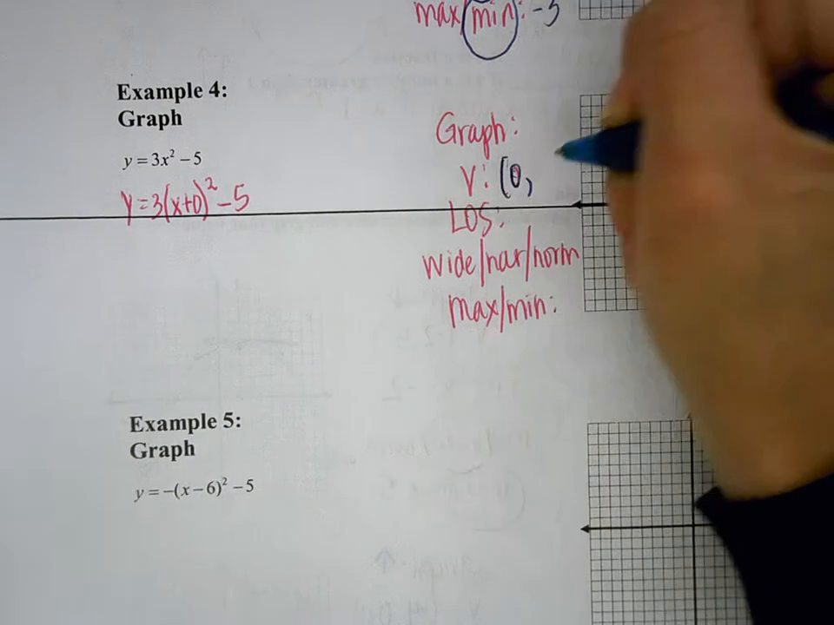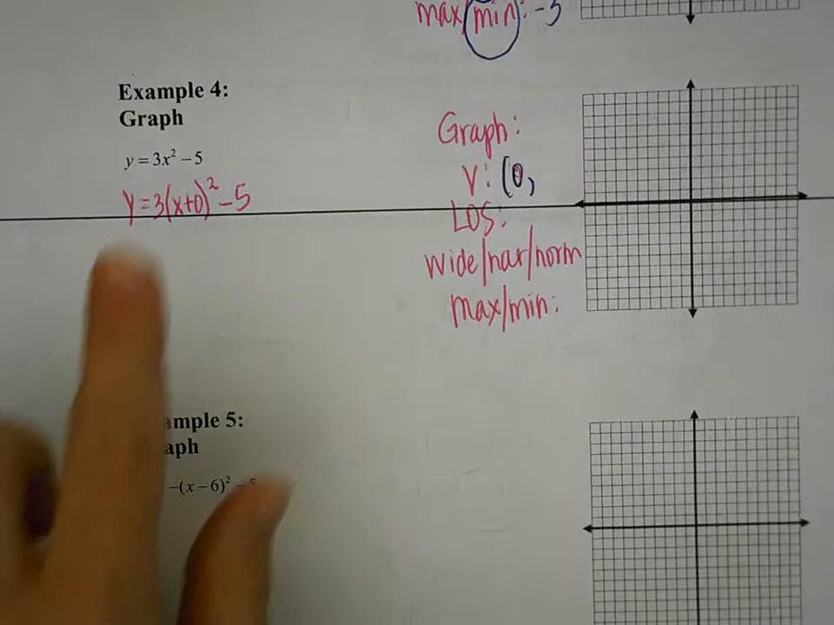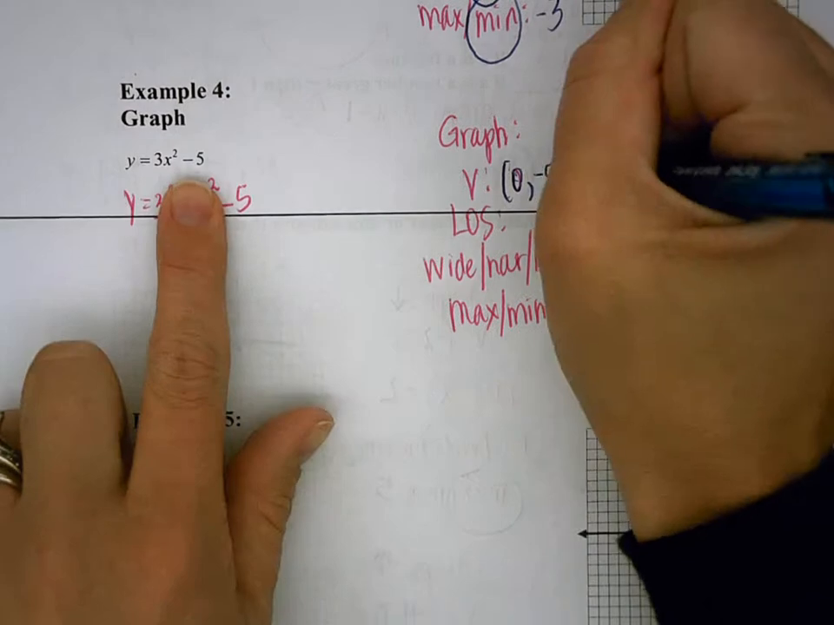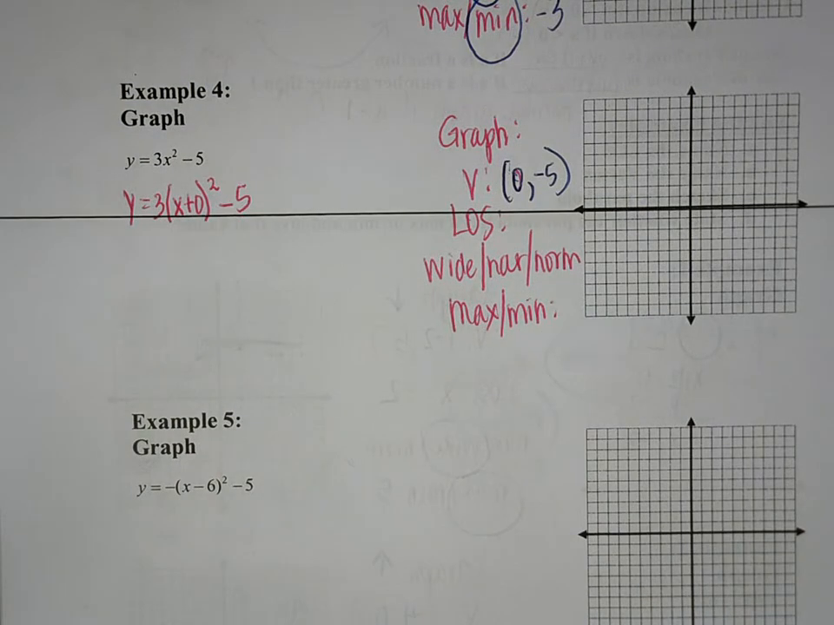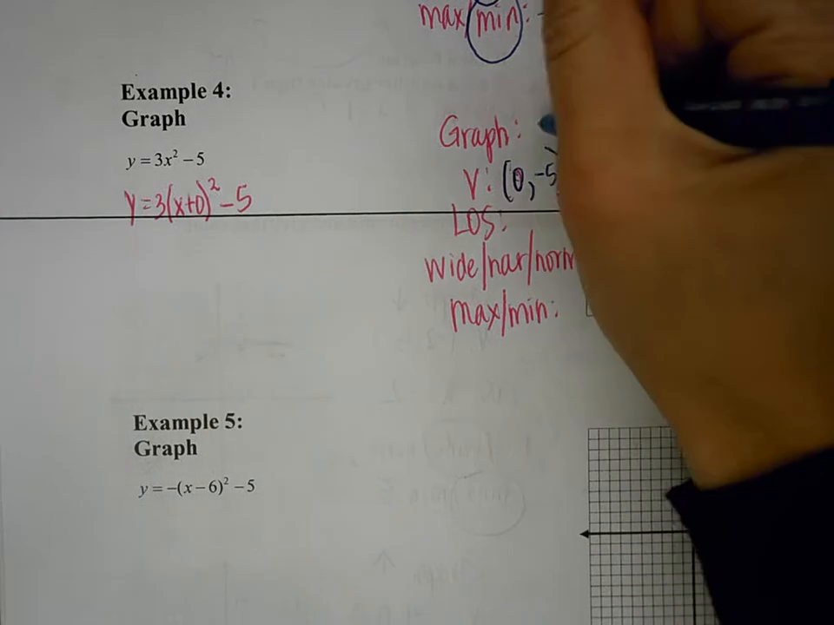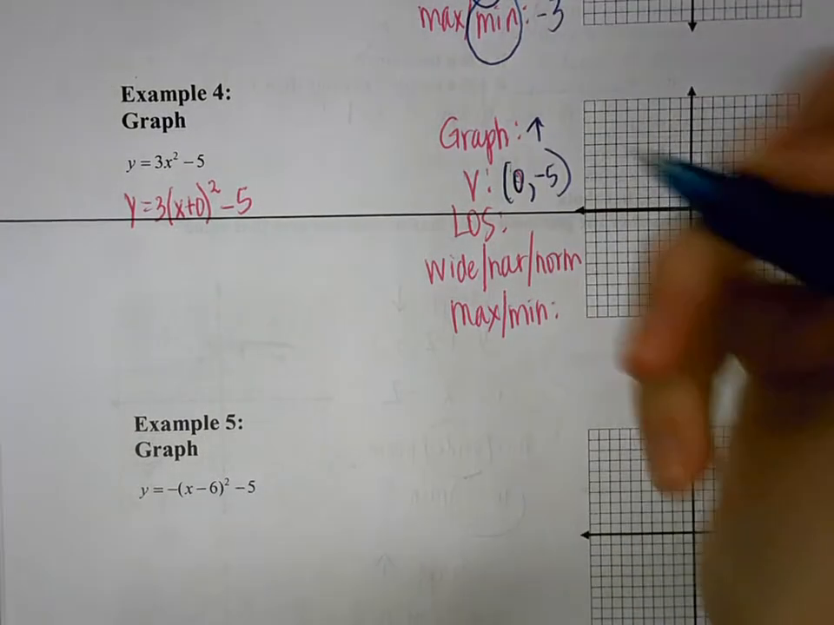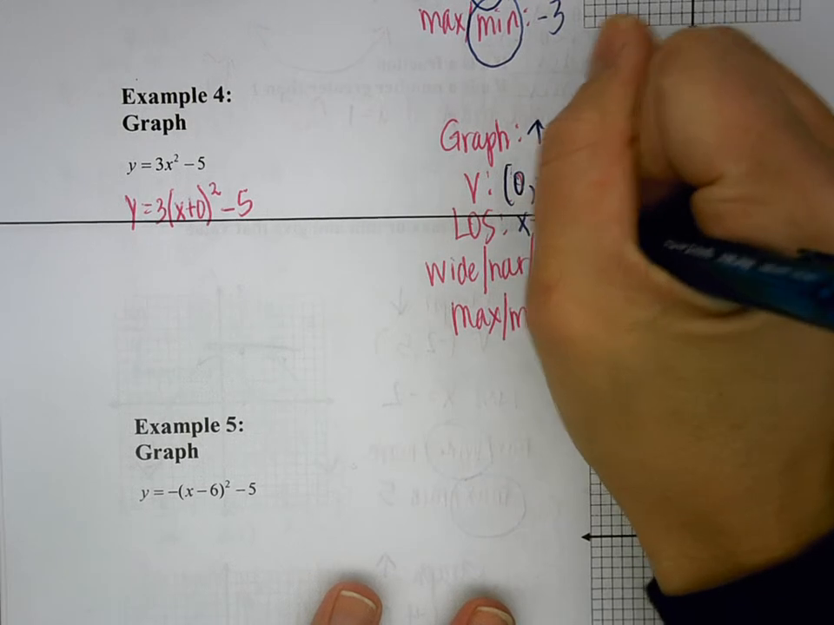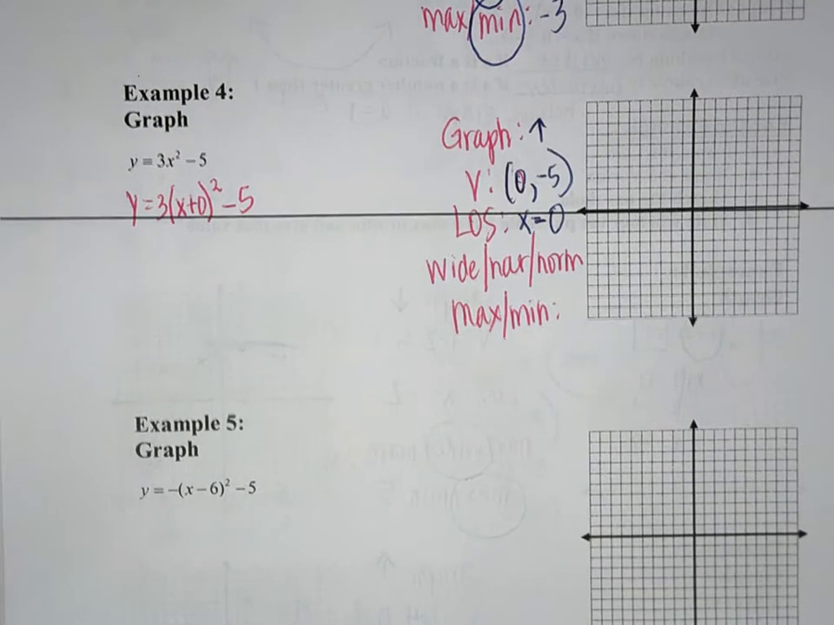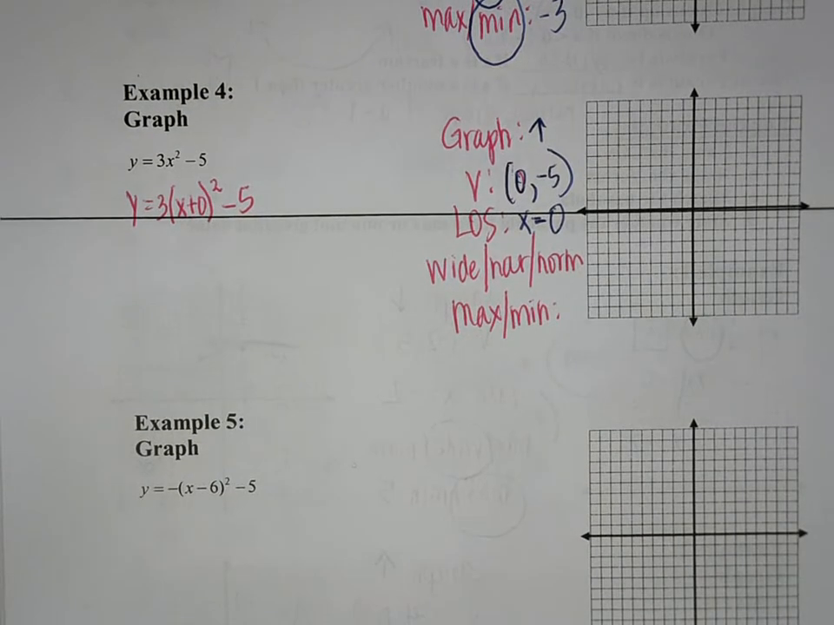And the y value is what? Your y value is always the number that is kind of by itself and not with the x. What direction is your graph going to go? Up. What is your line of symmetry? X. Thank you. X equals 0. Good. Good job.